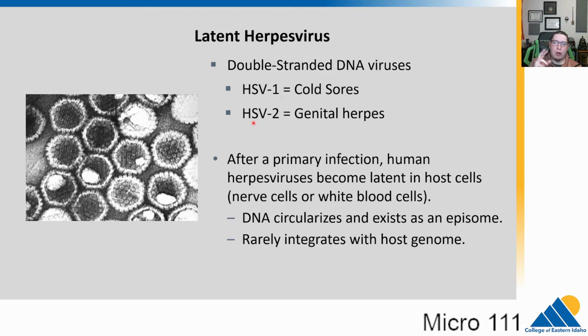So after primary infection, the herpes virus goes into the cell and becomes what we call latent. It tends to infect nerve cells and white blood cells. So basically the viral DNA circularizes and exists in a little vacuole inside the cell. So it's not integrated into the genome, but it is in the cell there, and it rarely integrates with the host genome. So it's inside the cell, hidden from the immune system.